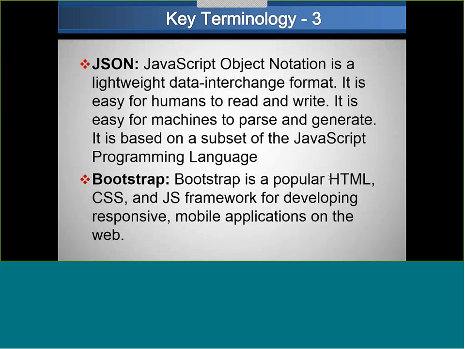And last but not least, we've got two other pieces of key terminology we wanted to mention to you. One is JSON, which is JavaScript Object Notation, which is a lightweight data interchange format. And it's easy for us people to read and write, and it's also easy for machines to consume and process. And so we'll be talking about how that relates to the GIS inventory a little bit later.